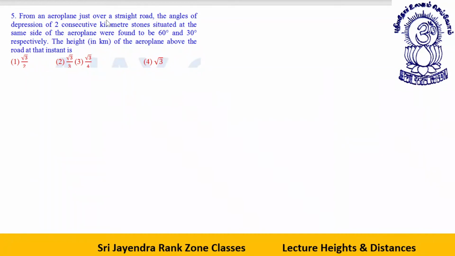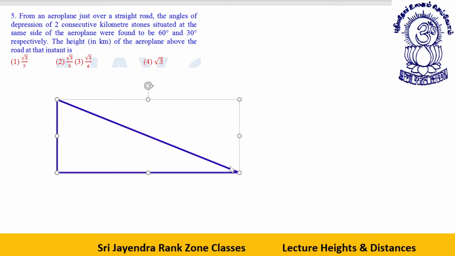From an aeroplane just over a straight road, the angles of depression of two consecutive kilometer stones situated at the same side of the aeroplane were found to be 60 degree and 30 degree respectively. The height of the plane above the road is. See, dear students, how to do it. Let's say this point is the point of aeroplane. Okay, here there is an aeroplane. Let's say this is a plane. At this point there is a plane. This point is P.